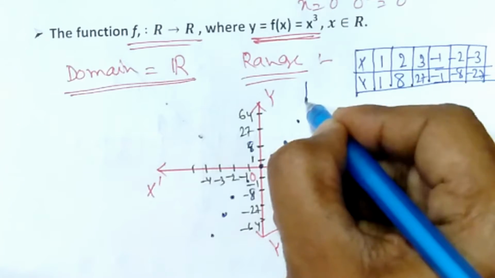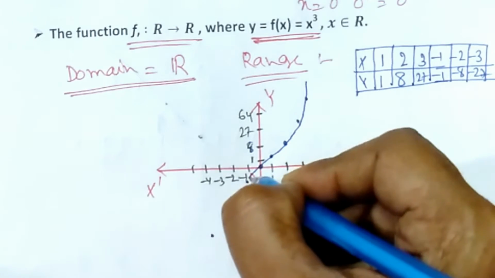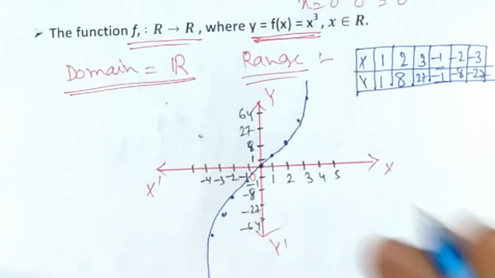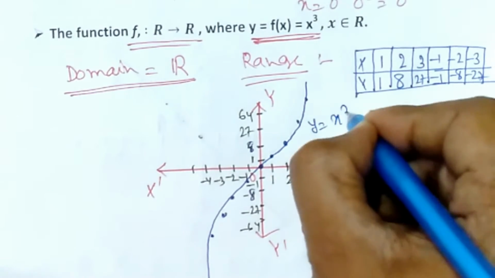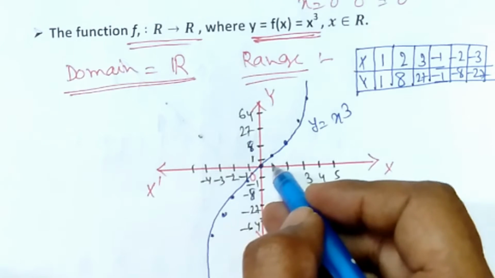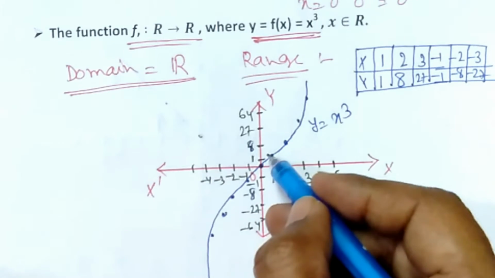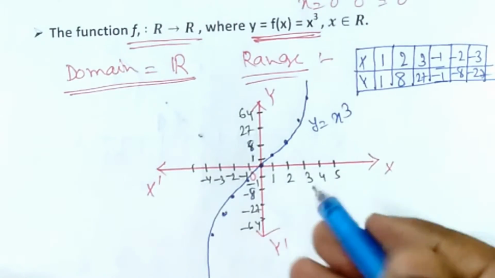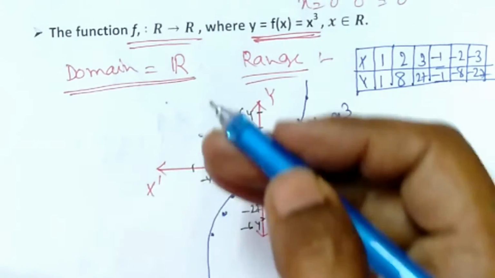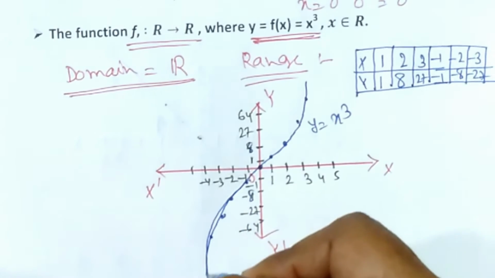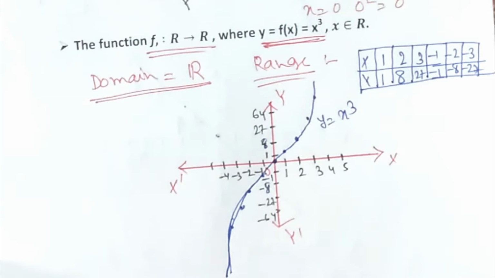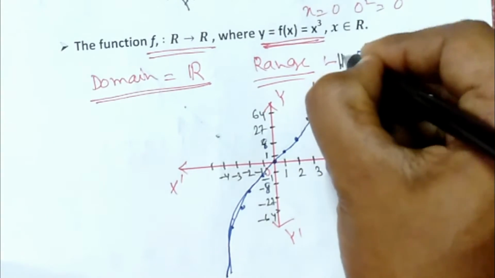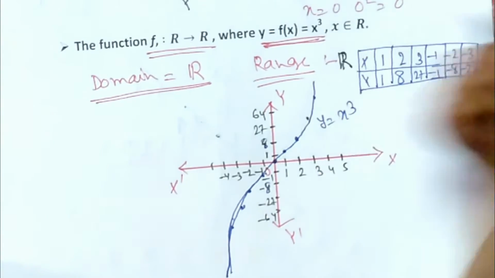So clearly you can easily plot the graph of y equals x cube like this. This is y equals x cube. This function is increasing very steadily in the upper half of the x axis, and in the lower half of the x axis this function is decreasing steadily. So clearly from the graph of this function the range is also the set of real numbers.